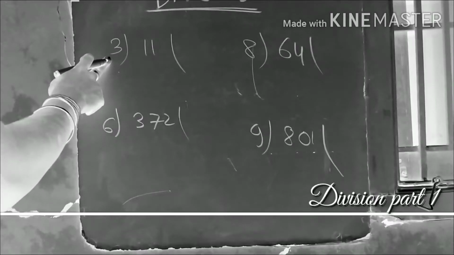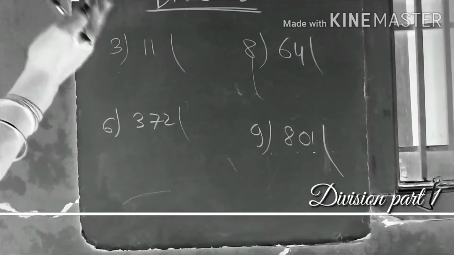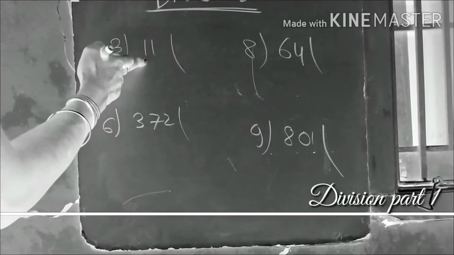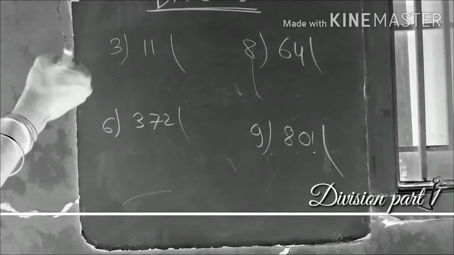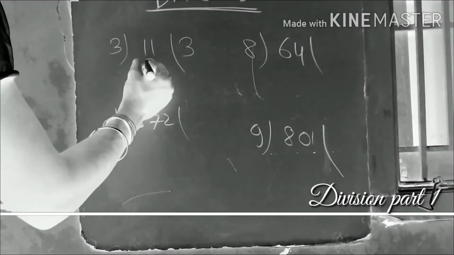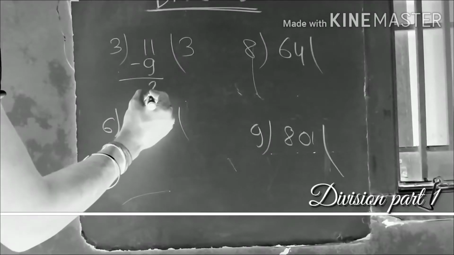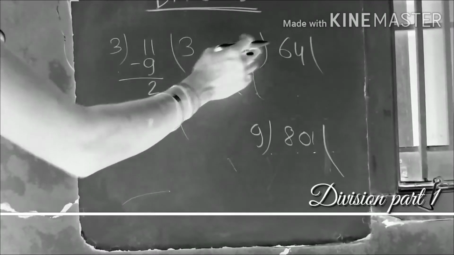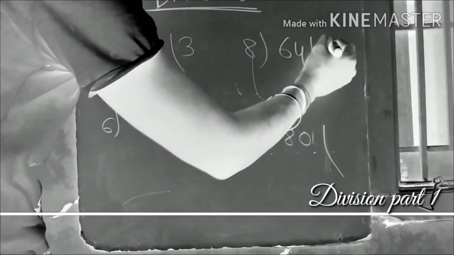We have to study the 3 table. 3 1 is 3, 3 2 is 6, 3 3 is 9, 3 4 is 12. 12 is greater than 11, so we will move back by 1. 3 3 is 9 is right. 11 minus 9, 2. 8 containing 64, so how many times? 8 8 is 64.